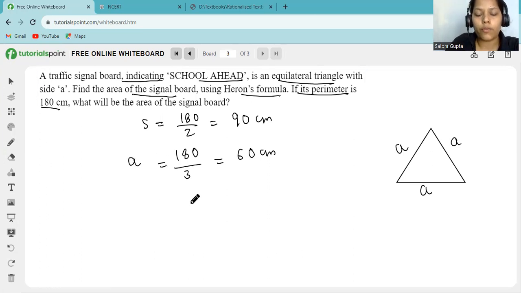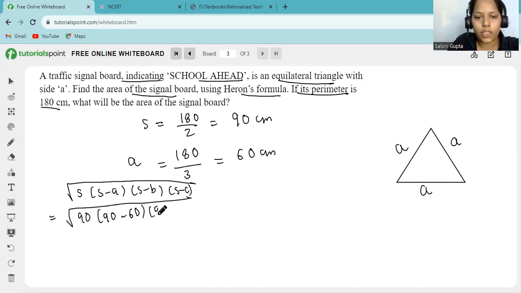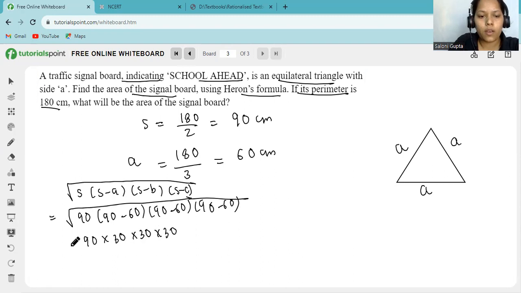Okay, so this is the value of A. So we will put the formula. What was the formula? Under root S into S minus A into S minus B into S minus C. Okay, so now put the values. S is given to us, that is 90. So 90, then 90 minus 60 into 90 minus 60 into 90 minus 60. Okay, so this we have done. So this will become 90 into 30 into 30 into 30.